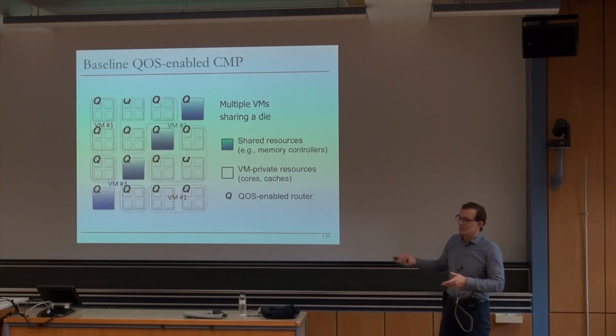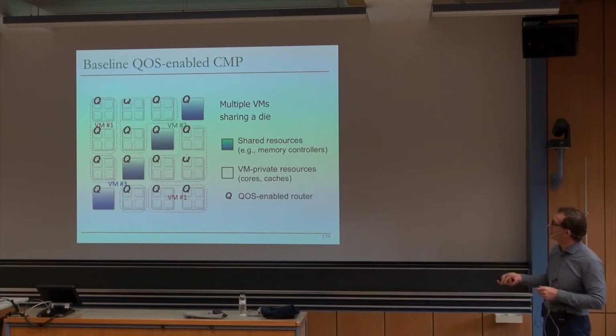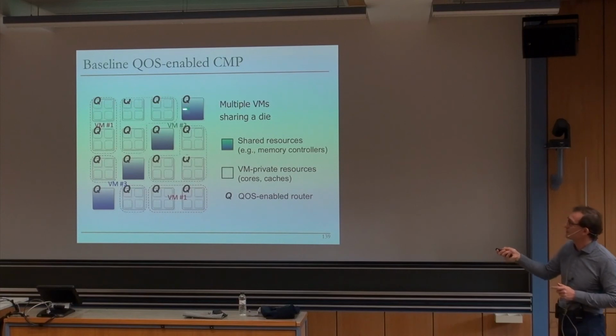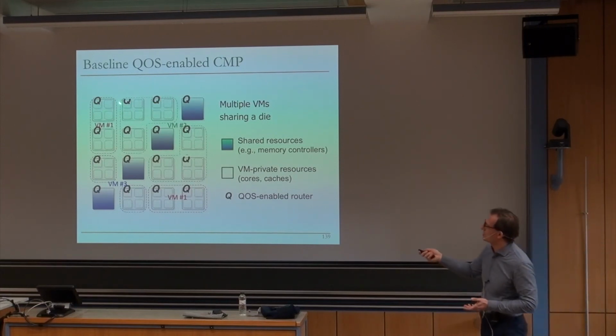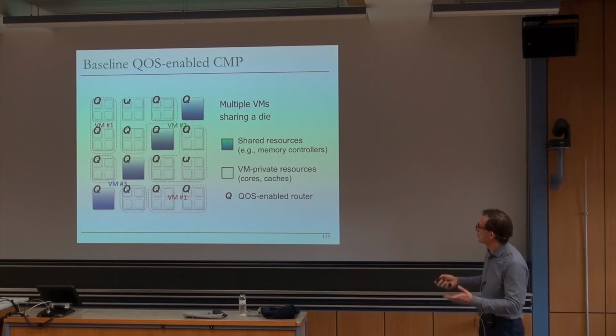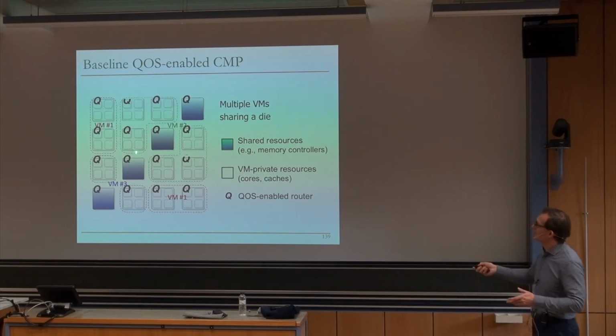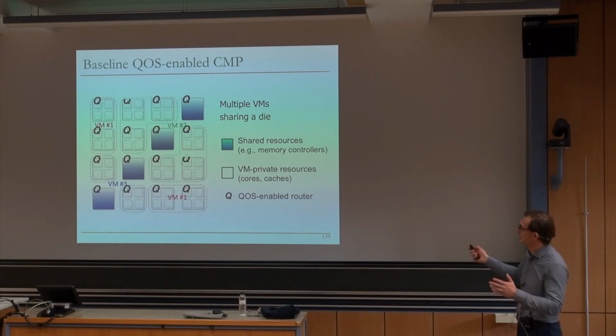Now we're going to modify the topology such that we support this quality of service aware region. So if you look at a baseline quality of service enabled chip multiprocessor, it looks like this. Quality of service is everywhere in the routers. And this example actually shows concentration also. Basically, you have 4 nodes connected to a router, and you have 4 by 4 of these, as you can see. And you can see that these are shared resources over here, and these are private resources. And you have quality of service enabled routers everywhere.